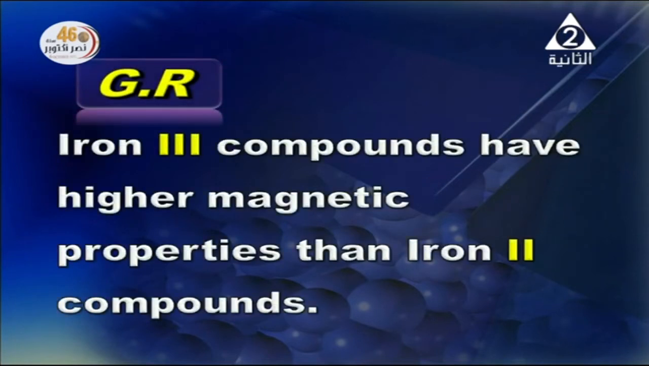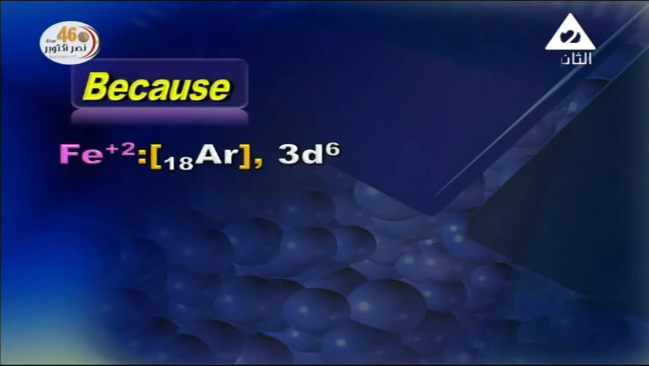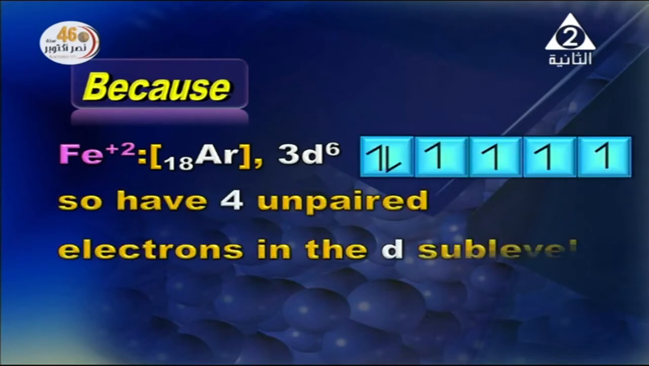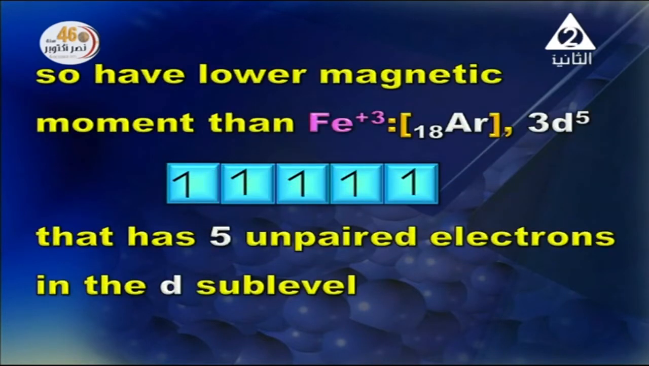Another give reason for this point: iron 3 compounds have higher magnetic property than iron 2 compounds. The reason for that is, when writing the electronic configuration of iron positive 2, it will be argon 18 3d6. As shown on the screen, the 3d orbitals contain 4 unpaired electrons in the d sublevel, so it has lower magnetic moment than iron positive 3, which has electronic configuration argon 18 3d5, and so we have 5 unpaired electrons in the d sublevel.